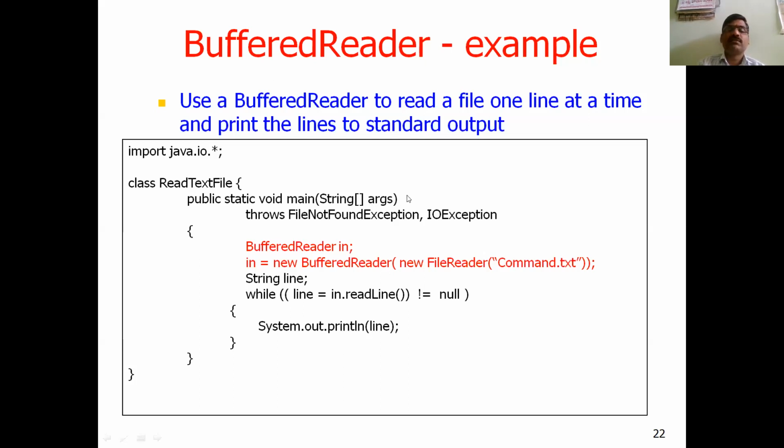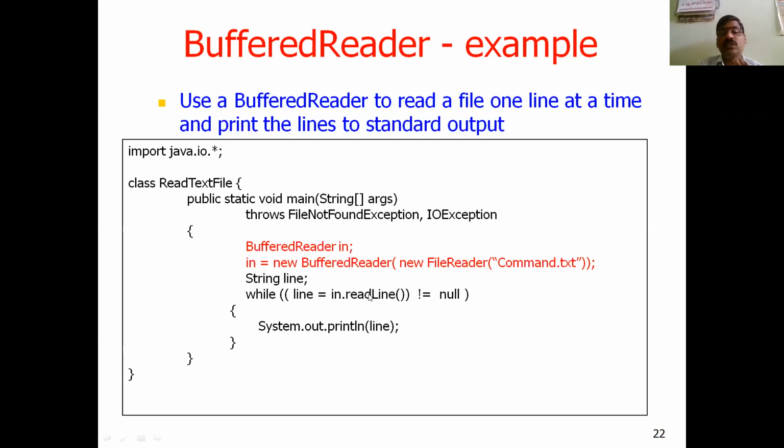Here at the method level, the main method can throw FileNotFoundException and IOException. I'm handling these exceptions at the method level, so you can omit the try catch block. I'm declaring a BufferedReader variable, some in. So in is equal to new BufferedReader of. You want to read from a file, so you have to make use of a FileReader.